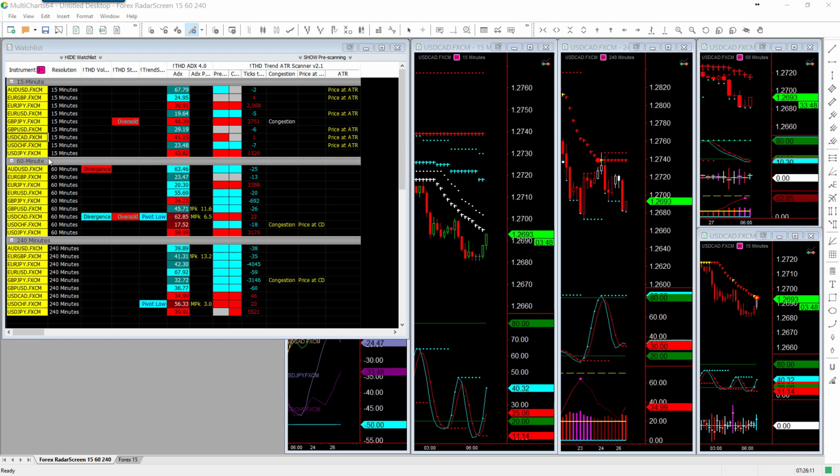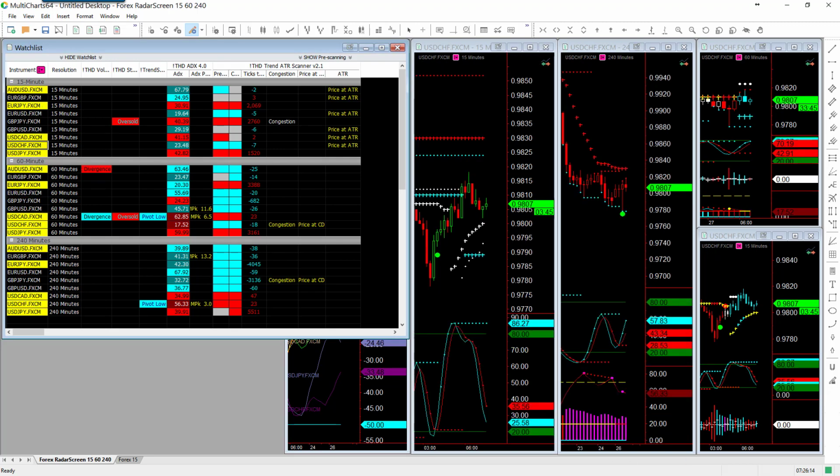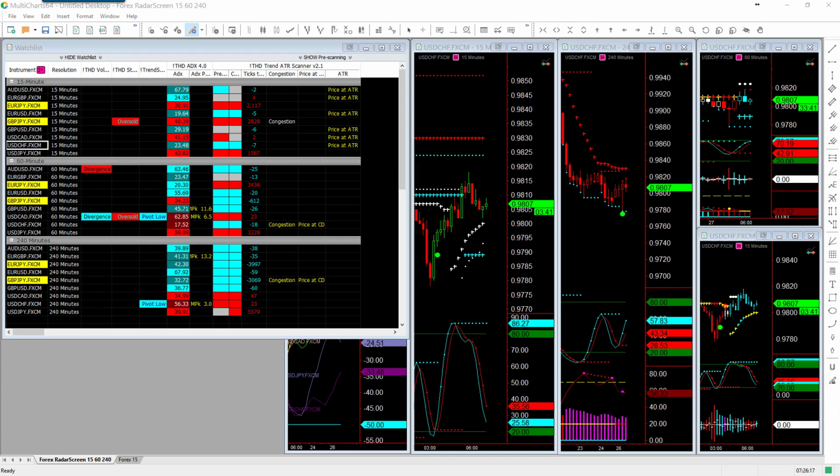Then if we go to the USD Swiss franc, which is the last one, you can see on this one that you have both the white ATR and the blue ATR in your direction. You can also see from here to here, you are making higher lows, but you have got lower lows in the stochastics. You also have trend divergence over here on the 240.